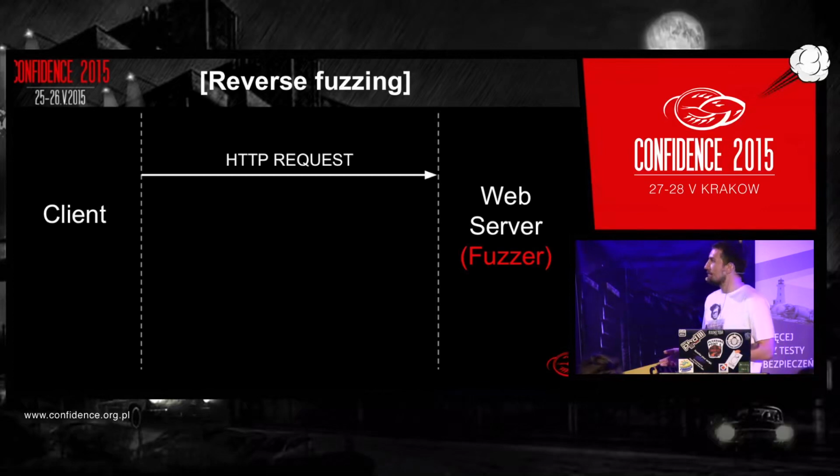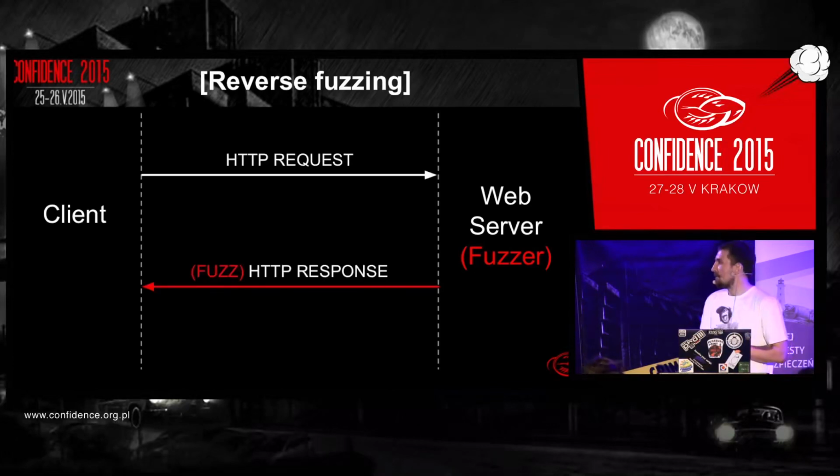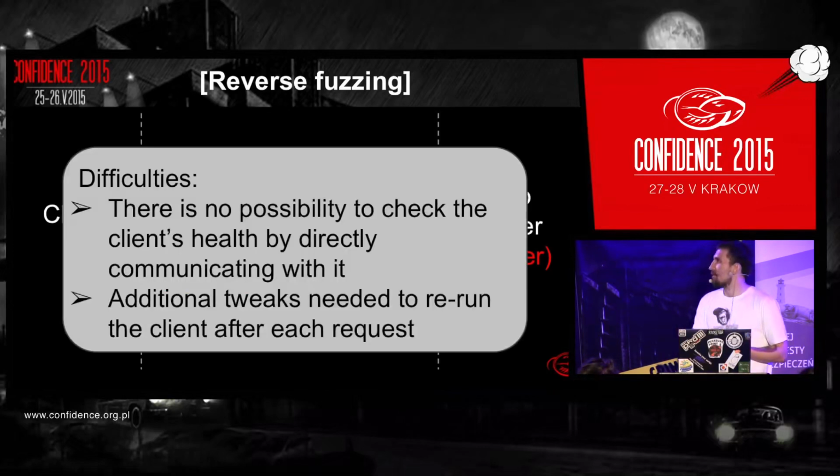The client sends a legitimate HTTP request to the web server. The web server then takes another fuzzed response from its own list of generated data and sends it to the client. The client gets the response and may fail or may not fail, and we cannot define the client's behavior on the web server side without additional methods. So there are some difficulties in fuzzing this way.